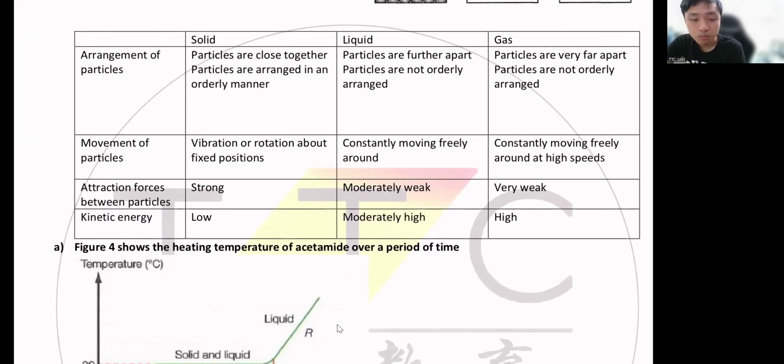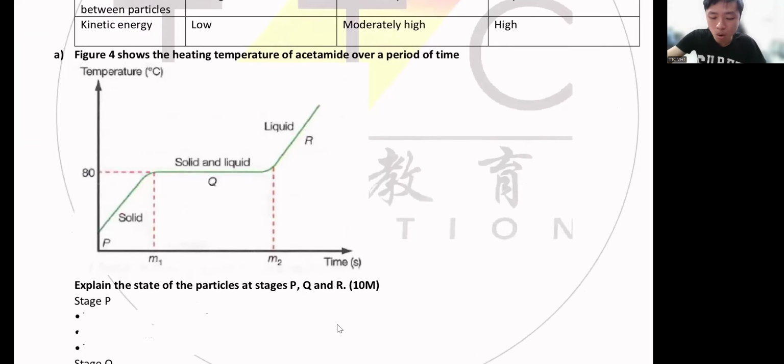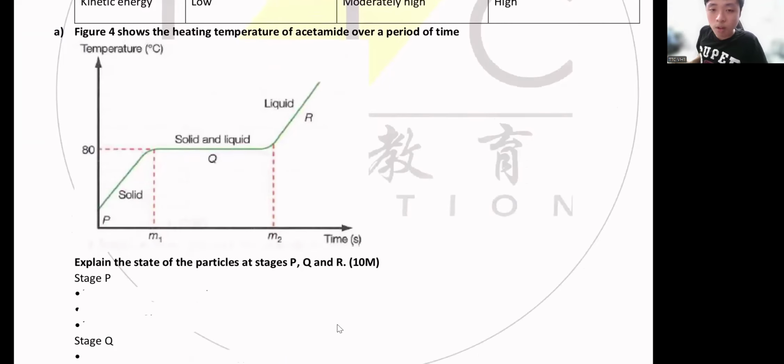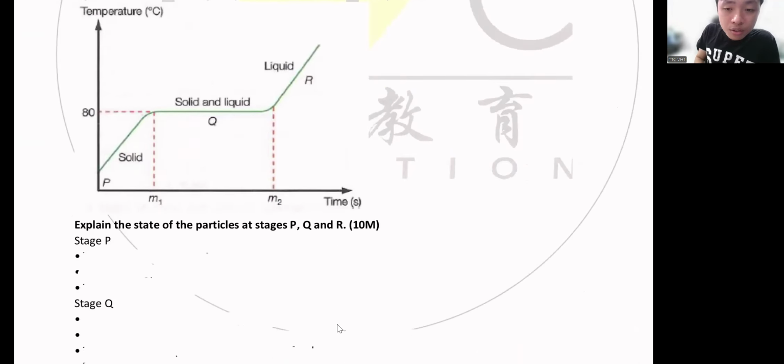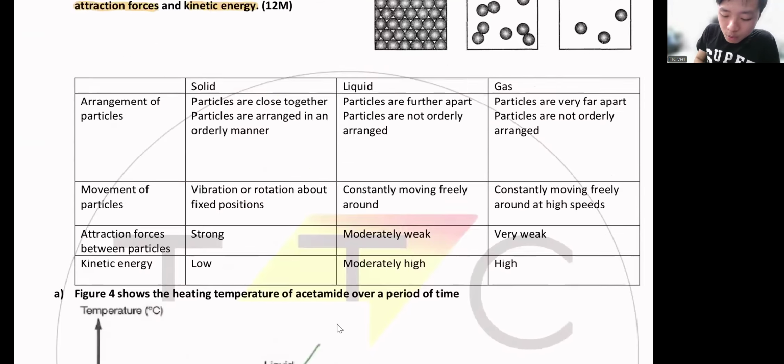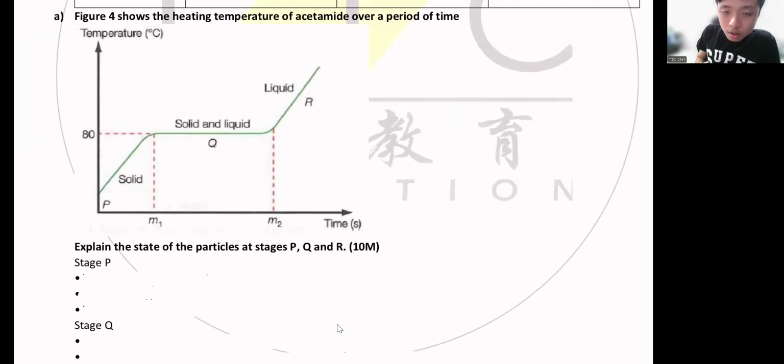Okay, done. Now there's another question. Figure 4 shows the heating temperature of acetamide over a period of time. Explain the state of particles at stage PQR. So this one is also 10 marks. They might give you this way, in terms of a graph. So for P, solid, very simple.